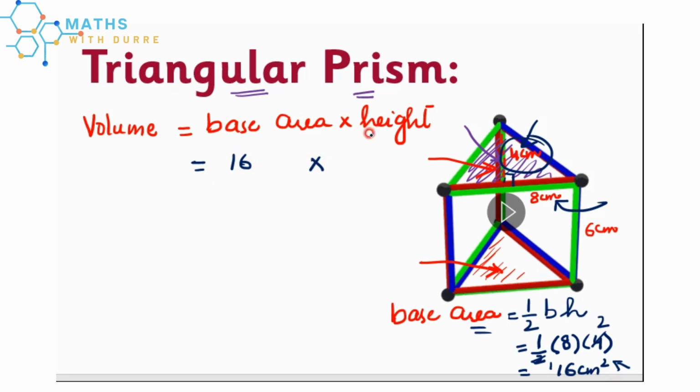What is the height of this prism? The height of this prism will be 6. So we will substitute and get the answer. The answer will be 96 centimeter cube. As we are calculating volume, the unit will be a cubic unit.